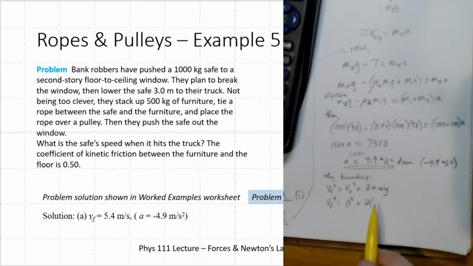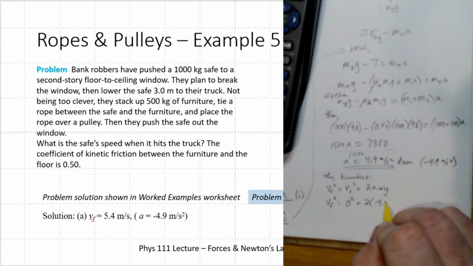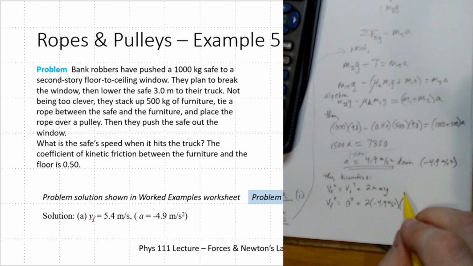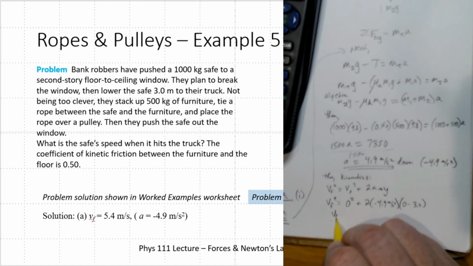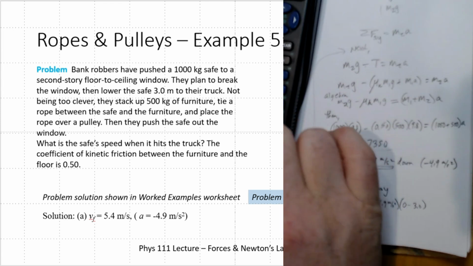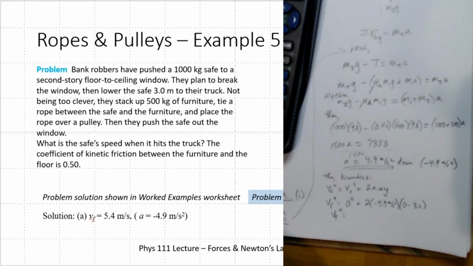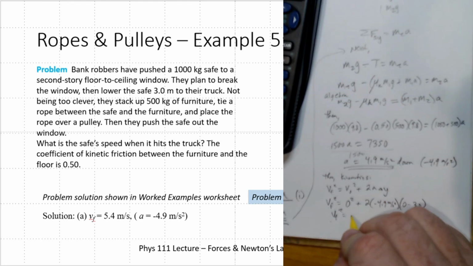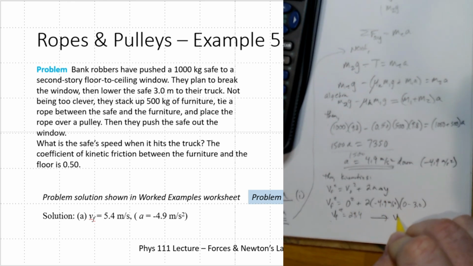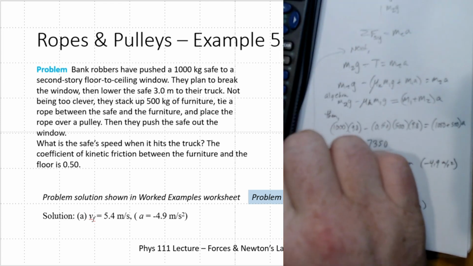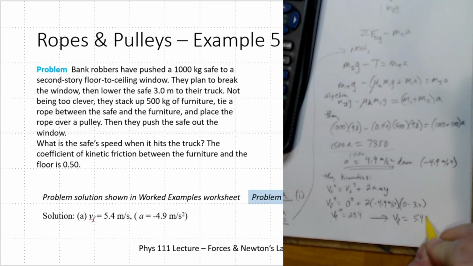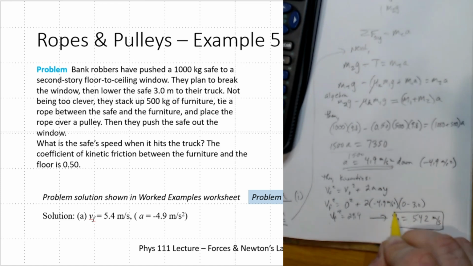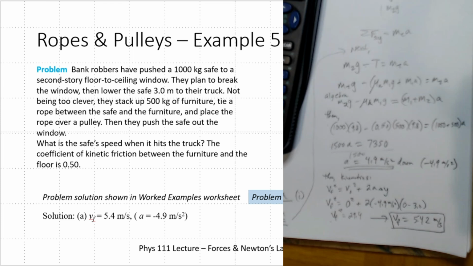This is the safe way to do it because our kinematics are set to be absolute positive. And so this will be negative 4.9 meters per second squared times y final minus y initial, which is 0 minus 3.0. That gives us a negative, so we need to make sure that comes out positive. V final squared equals 2 times negative 4.9 times negative 3. We get 29.4, or V final is 5.42 meters per second. And that's what we get.